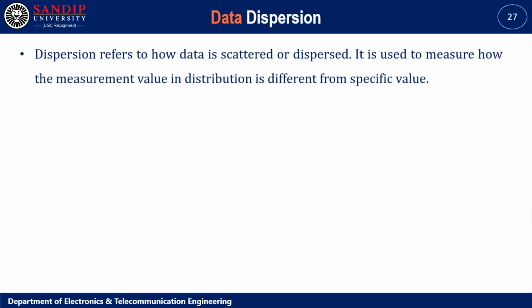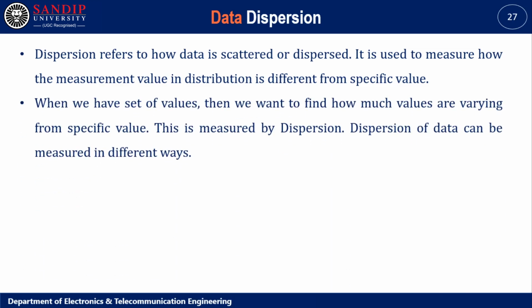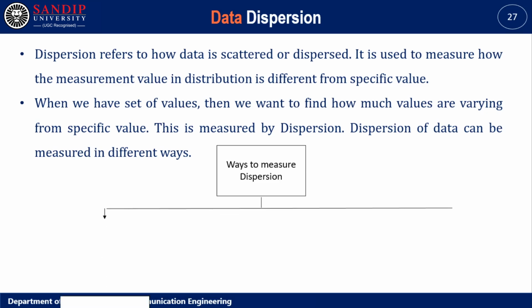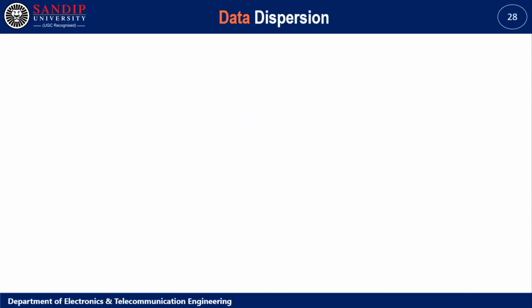Data dispersion. Dispersion refers to how data is scattered or dispersed. It is used to measure how the measurement values in a distribution differ from a specific value. When we have a set of values, we want to find how much the values are varying from a specific value. This is measured by dispersion. Dispersion of data can be measured in different ways. Ways to measure dispersion: range, variation ratio, mean deviation, and standard deviation.